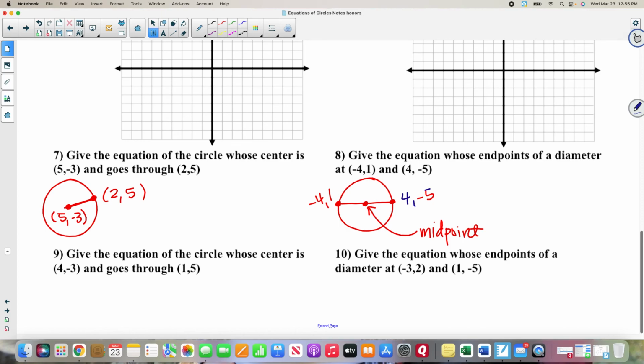Okay, 9 and 7 are the same, and 10 and 8 are the same. So I feel like I've given you enough to work through this. So before I see you again, you're going to do 6 through 10.